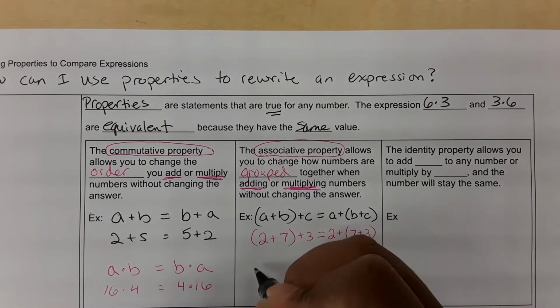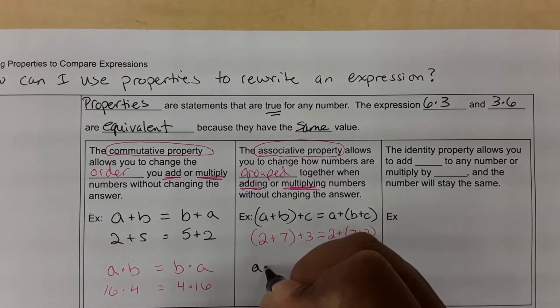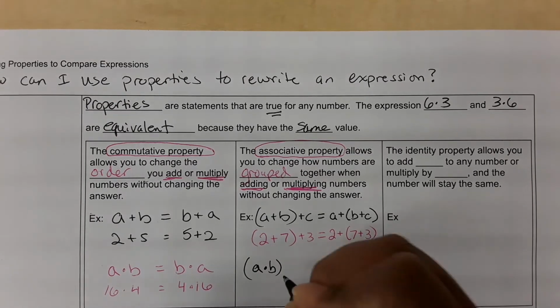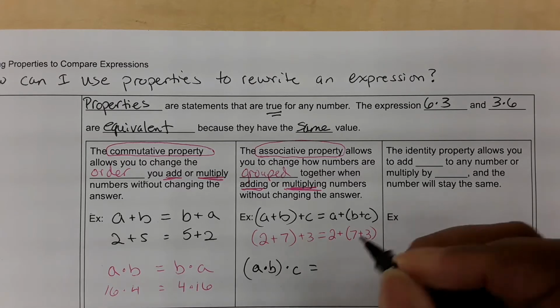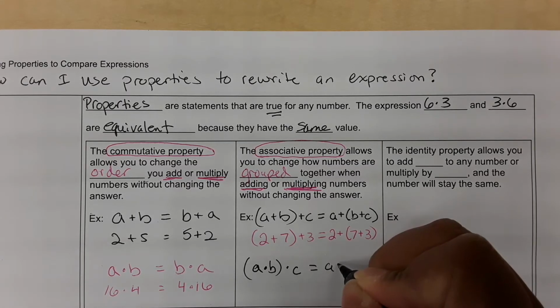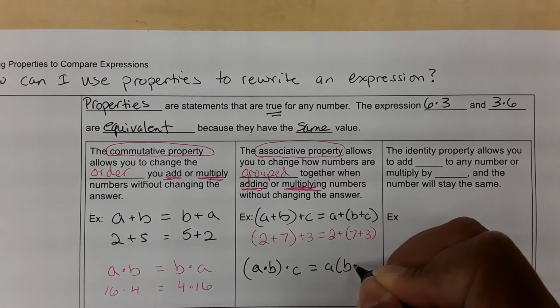So we see this works also with multiplication. So it'd be A times B. Let's say they're partnered up and C's on the outside. And then A is now going to be on the outside. A times the quantity of B times C.